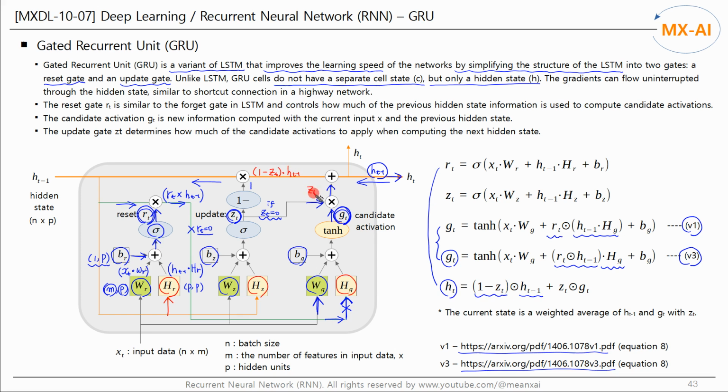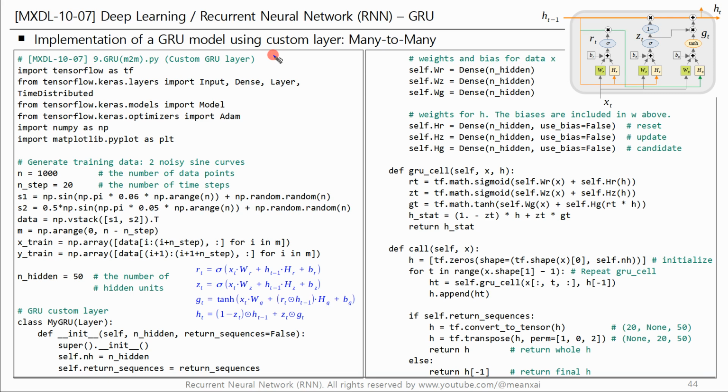And this is ZT times GT. This is a weighted average of H, T-1 and GT with ZT. This is similar to how we compute the cell state C of LSTM. Now let's create a GRU cell with Keras custom layer and implement a many-to-many model.